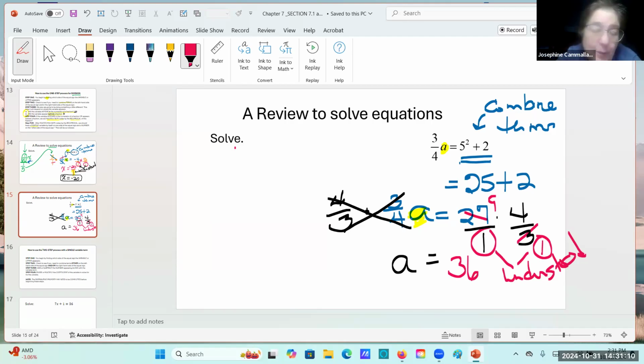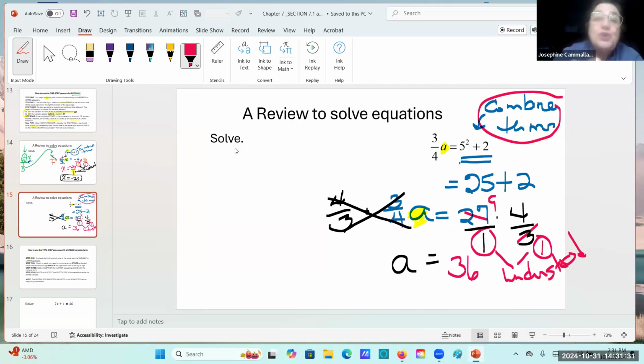Now, those are all one-step equations. I get the variable on one side, I get a single number on the other side. Now, I may have to do some combining of terms to make that happen, but one combined term in good shape.